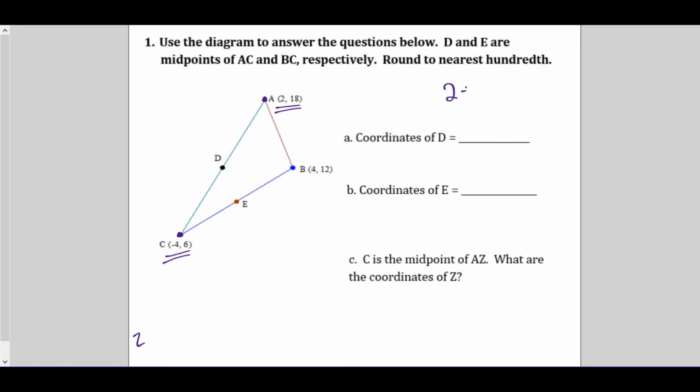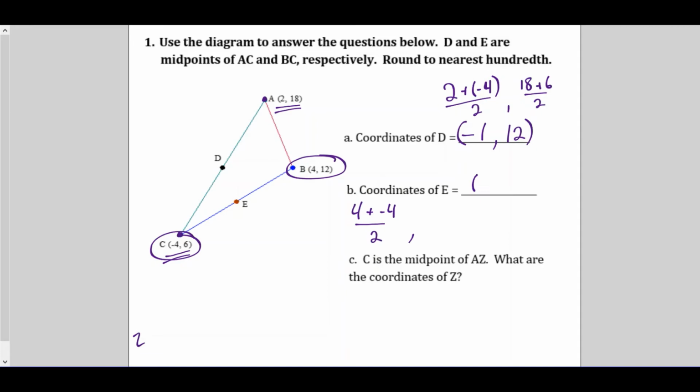which means I'm going to add together 2 plus -4, divide that by 2, and 18 plus 6, and divide that by 2. So that would give me -2 over 2, which is -1. That would give me 24 over 2, which is 12. I'm going to do the exact same thing for point E using B and C. It's the same thing. I'm finding the average of, I'm going to write this here, 4 plus -4 divided by 2, that's going to be 0.